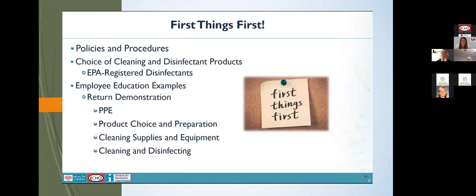We will be talking about the importance of education and competency when it comes to both cleaning and disinfection of the environment and equipment. Return demonstration is going to be essential for our staff on PPE use, how to choose and prepare disinfectants, how to clean and disinfect. Ongoing auditing and re-education when opportunities arise will also be important as well.